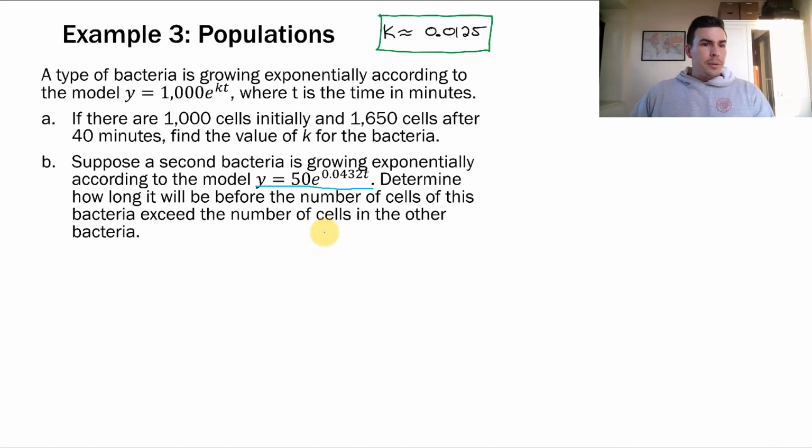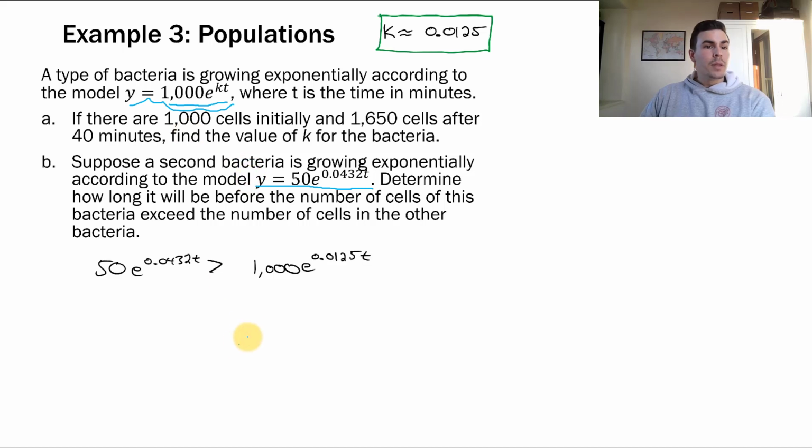Okay, so we are determining how long it will be before the number of cells of the second bacteria exceeds the number of cells in the first bacteria. So what we need to do is set up an inequality. We're going to set the second bacteria, this function here, greater than our original function that we were given here, our original equation. So we've got our setup like so.